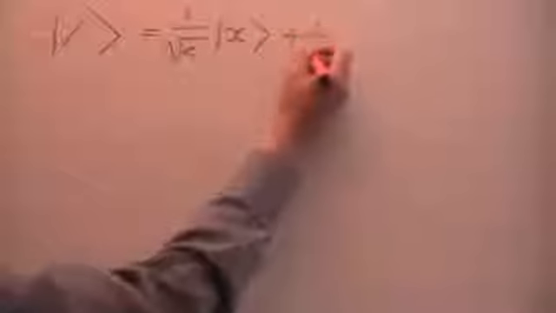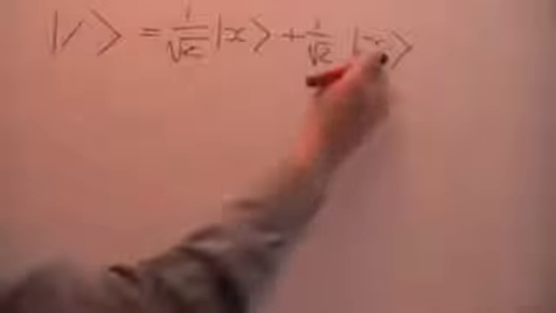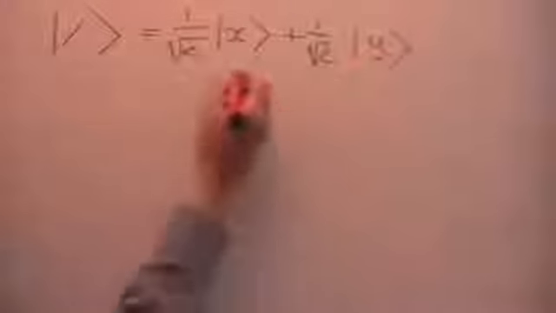Let's say that it was a 45-degree polarized photon. We wrote that in the following way: 1 over root 2 of x plus 1 over root 2 of y. What we meant by that was that x was the horizontal polarizer and y was the vertical polarizer. And we now know what these two terms are.